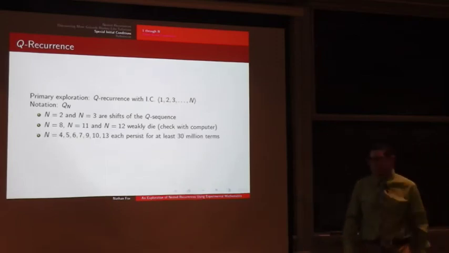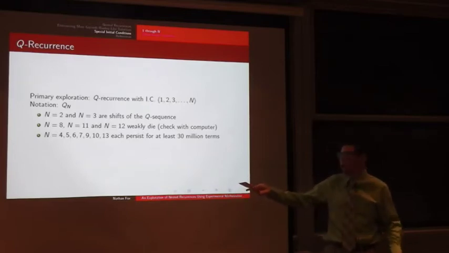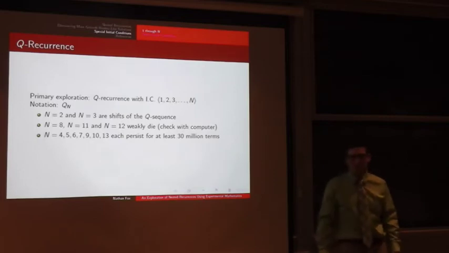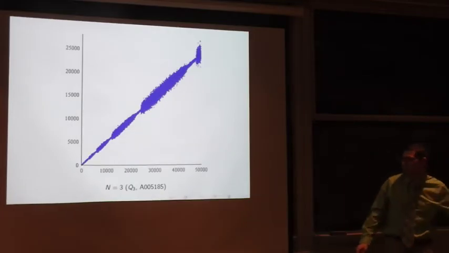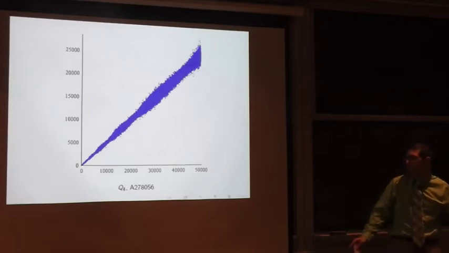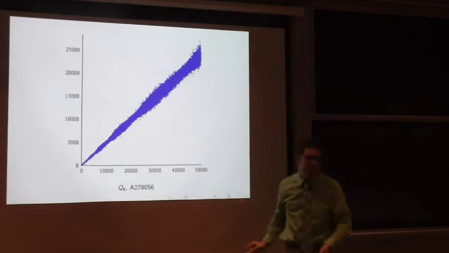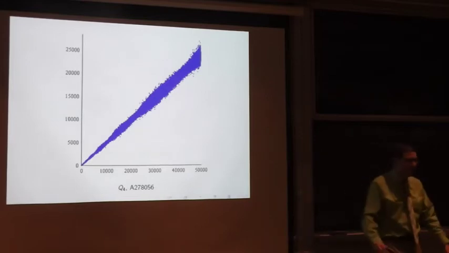The other numbers up to 13. I didn't use 1 because 1 is stupid because then you can't compute Q of 2. But these all live for at least 30 million terms. And here's plots of the ones that live for at least 30 million terms. So here's Q sub n, 2 and 3. And here's 4. You can still sort of see some sort of waviness going on here, but it's less pronounced than for the Q sequence. Again, I have no explanation for that. It just sort of happens.